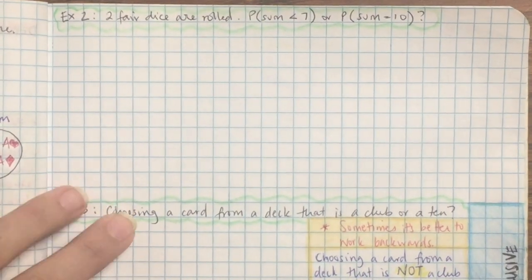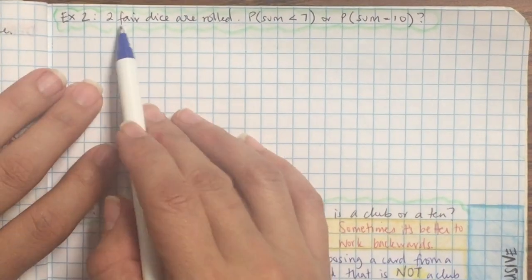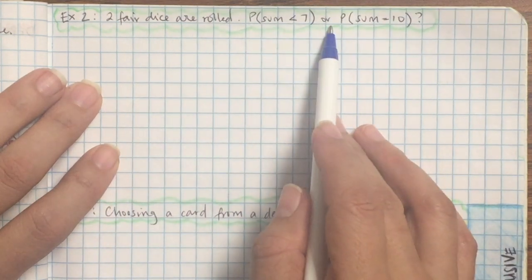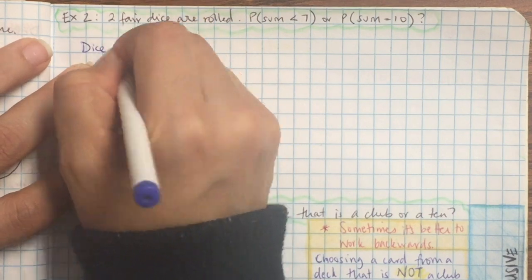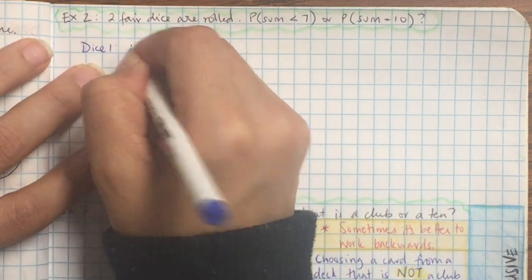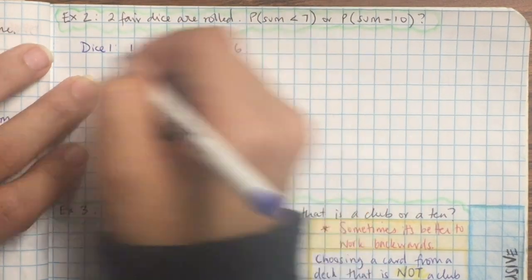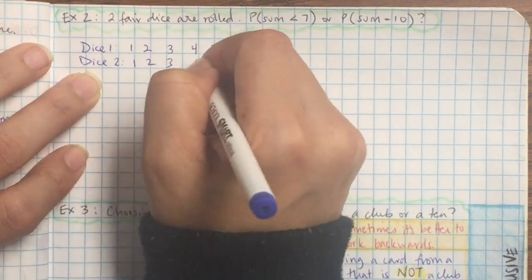Alright, take a look at another example. So 2 fair dice are rolled. What's the probability that the sum is less than 7 or the probability the sum is exactly 10? Okay, so dice 1 has, you can either roll what, a 1, a 2, a 3, a 4, a 5, or 6. The second dice is the same thing.